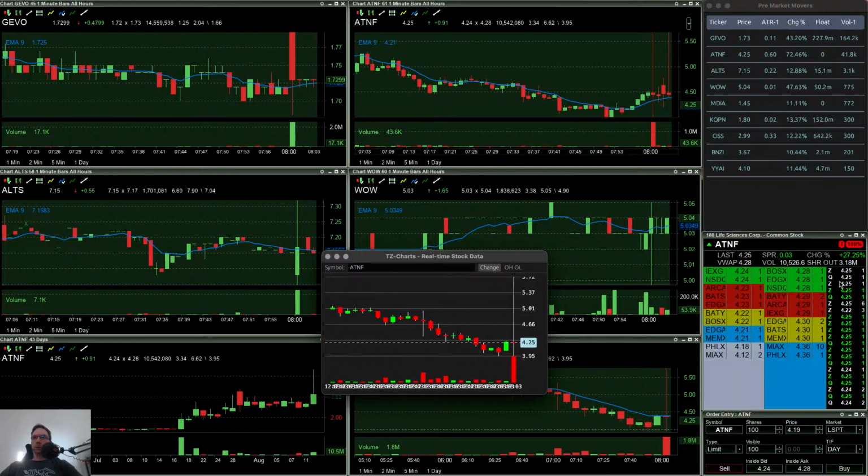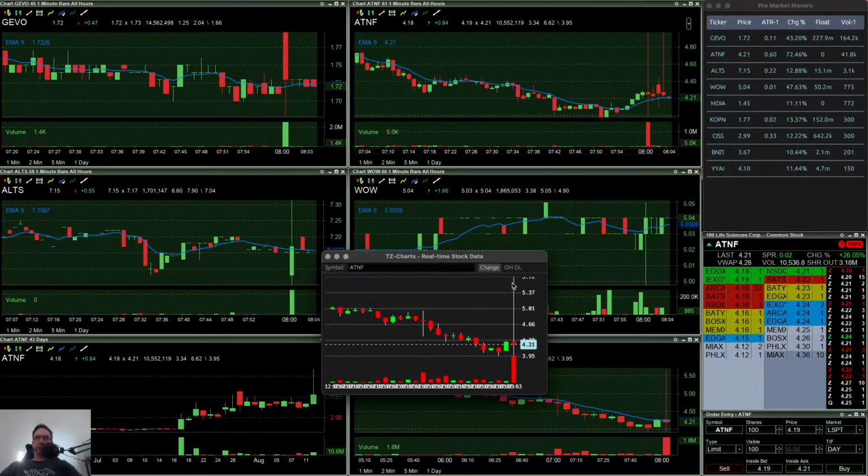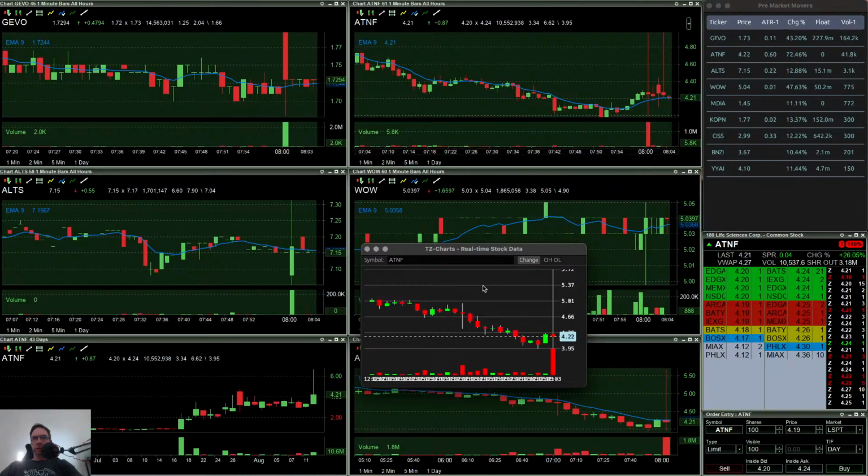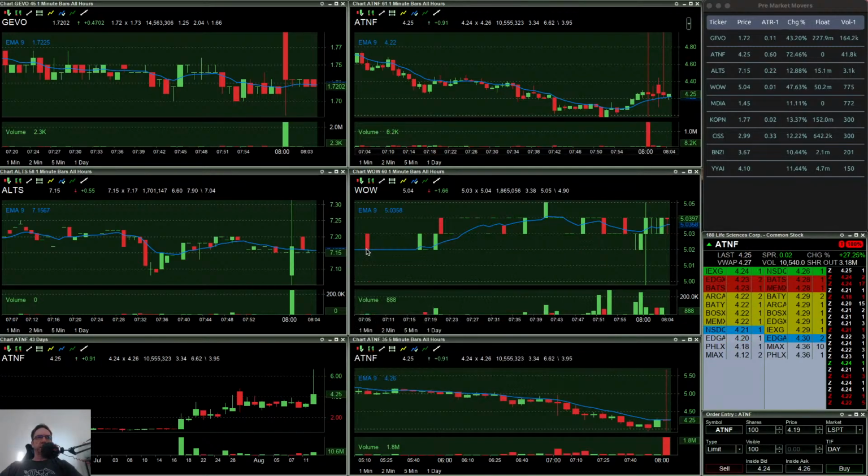558. Yeah. So there were some prints that actually came through. If you saw it on the level 2 right here, the prints were like 5 something. So it spiked all the way up there. So they were actually real.